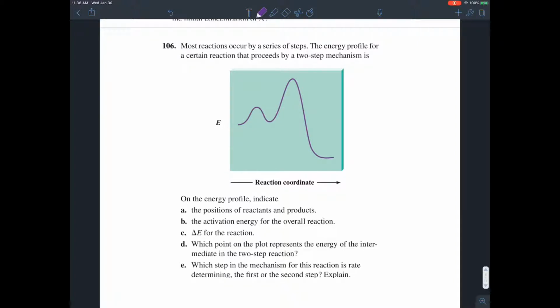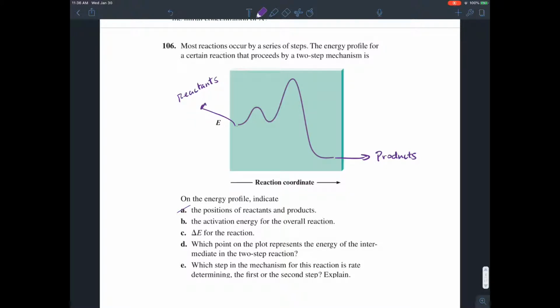Let's look at A, the positions of the reactants and products. This is a fairly easy part of your graph. It's just going to be the beginning and the end of your graph. So here in the beginning will be our reactants, and at the end, that's going to be our products. That's fairly intuitive. Done with that one.